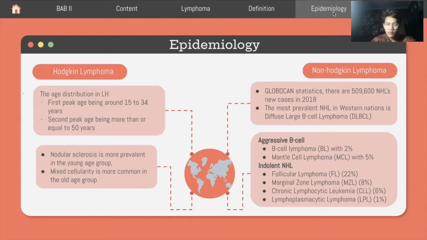As we know, Hodgkin lymphoma could afflict persons of all ages. However, it usually occurs in two age categories. The age distribution in Hodgkin lymphoma is classified as bimodal, with the first peak age being around 15 to 34 years, and the second peak age being more than or equal to 50 years. The nodular sclerosis subtype is more prevalent in the young age group, whereas the mixed cellularity subtype is more common in the old age.